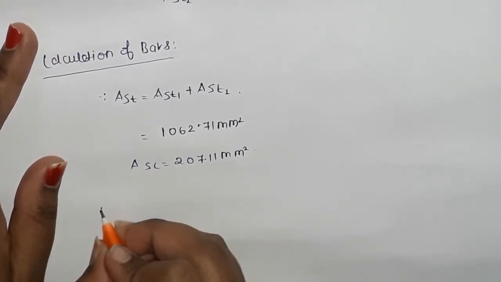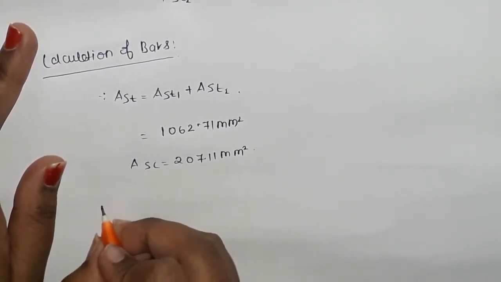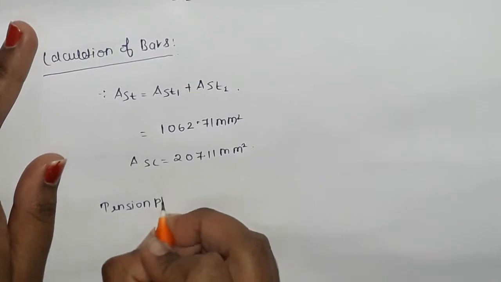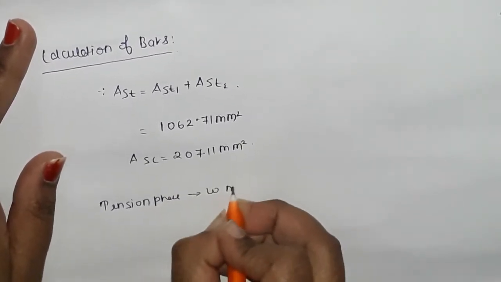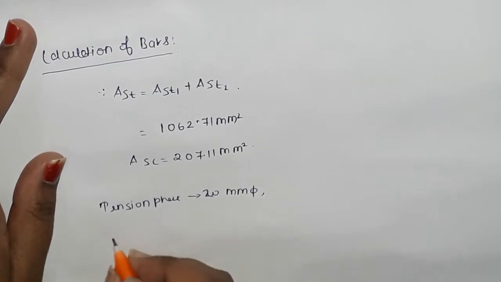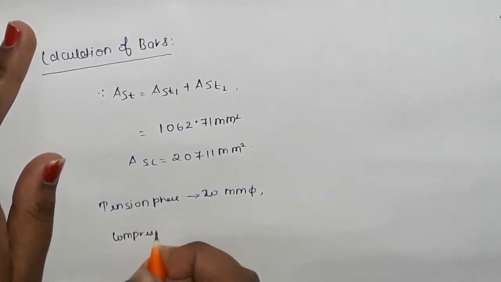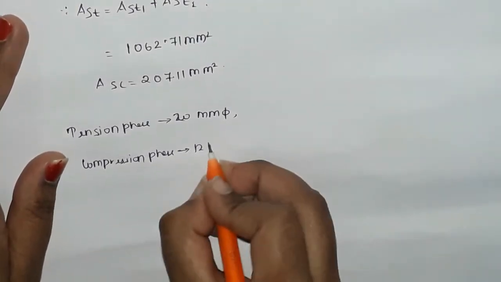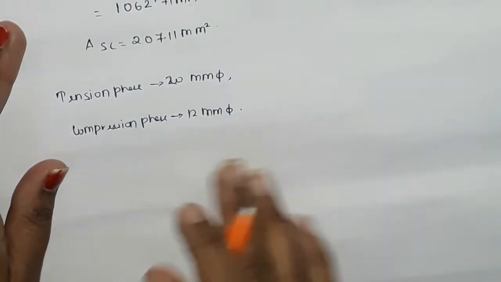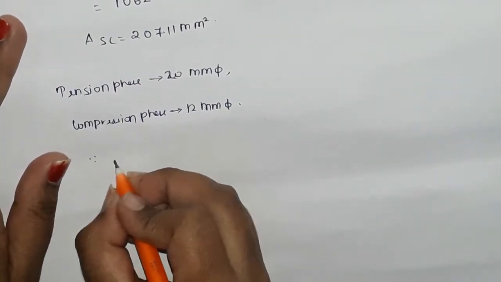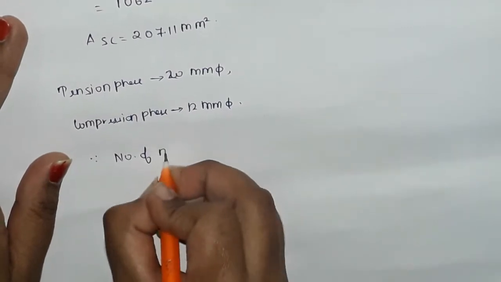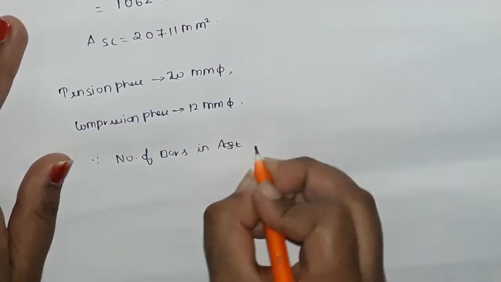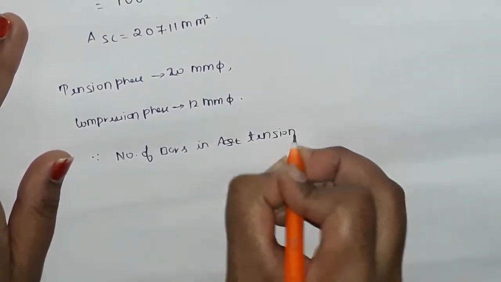So which type of bar am I going to provide? In the tension face I am providing a 20 mm dia bar, and in the compression zone a 12 mm dia bar. So number of bars in the tension face.